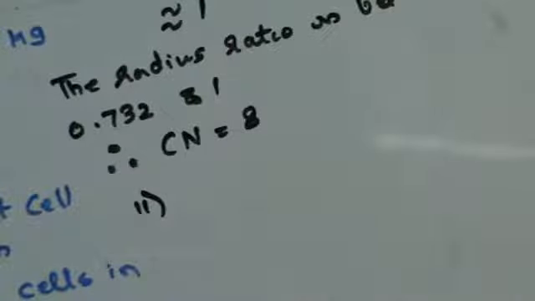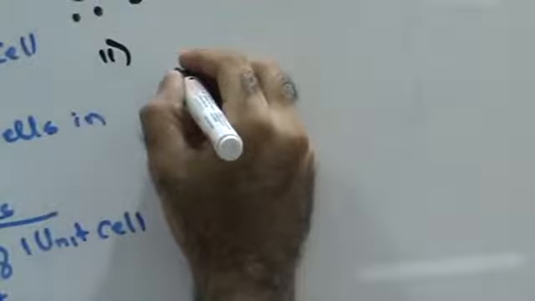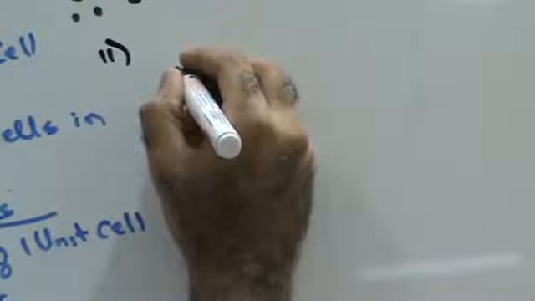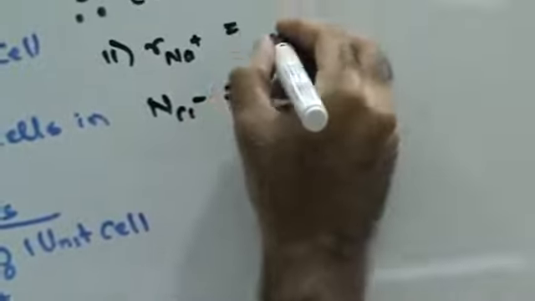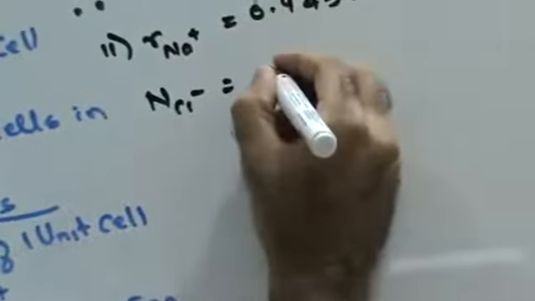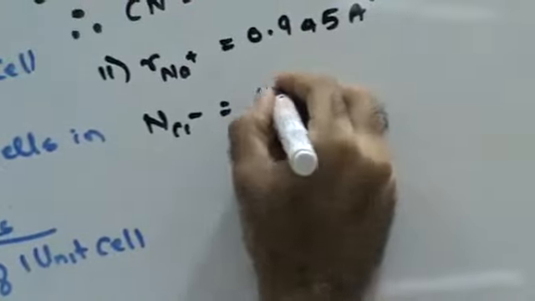Next, let's see this. What will be the structure of NaCl if the ionic radii of sodium and chloride ions are 0.945 Armstrong unit and 1.8 Armstrong unit?